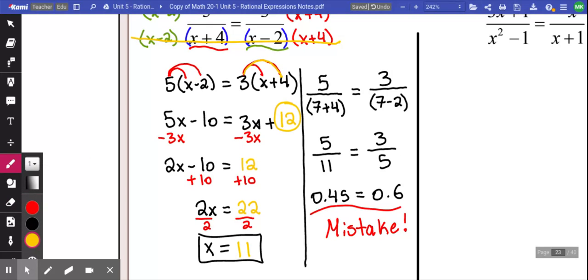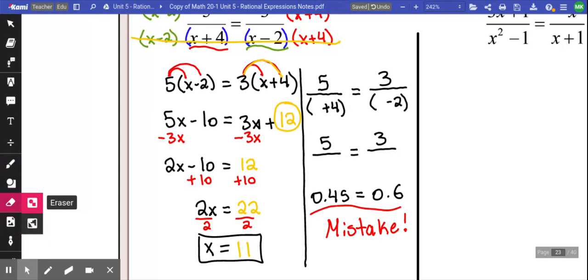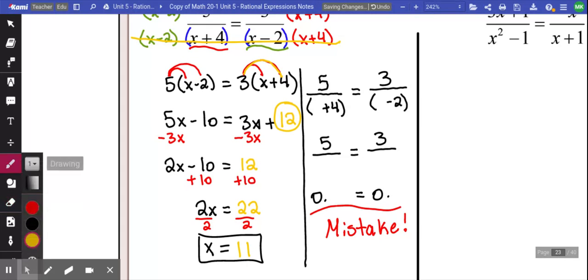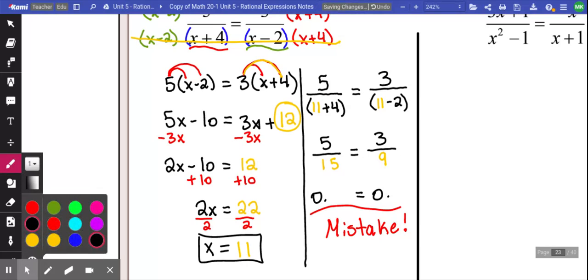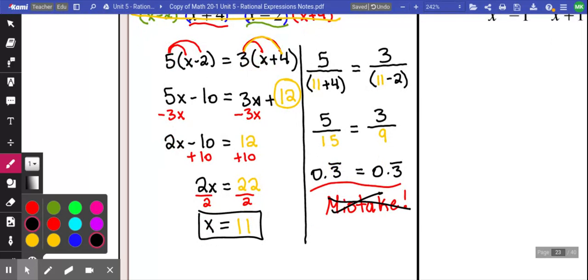And now you can go back and try to verify that solution. So instead of saying x equals 7, let's go back and change it to be 11 and see if this actually works out. I put 11 in for x. That gives me 5 divided by 15. That gives me 3 divided by 9. 5 divided by 15 in your calculator is 0.3 repeated. 3 divided by 9 in your calculator is 0.3 repeated. The mistake is now gone. I know that this is a correct solution.